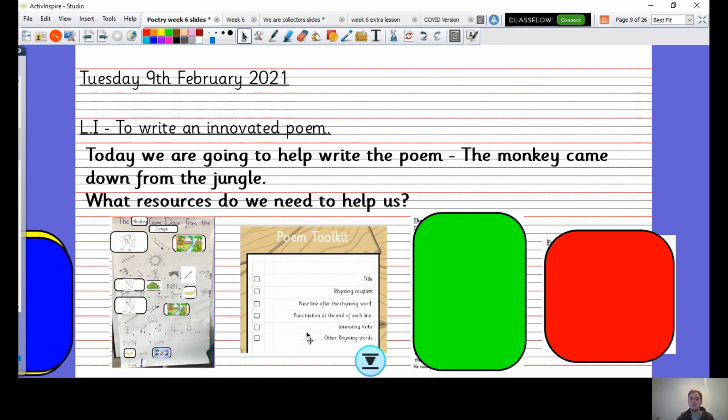Our toolkit is going to be one of our best friends today, because it shows us the things that we are expected to have in our poetry. I want to see a title, The Monkey Came Down from the Jungle. I want to see some rhyming couplets. And if you follow the structure of the poem, scratching, sniffing, stretching, itching, hunting, we've got them, team. I want to see a new line after the rhyming word.